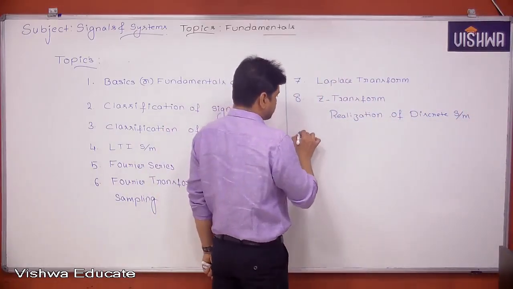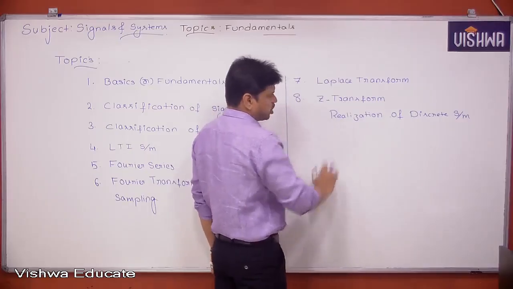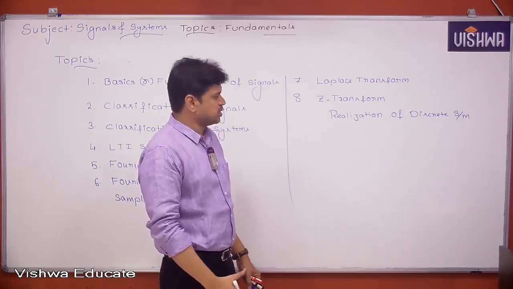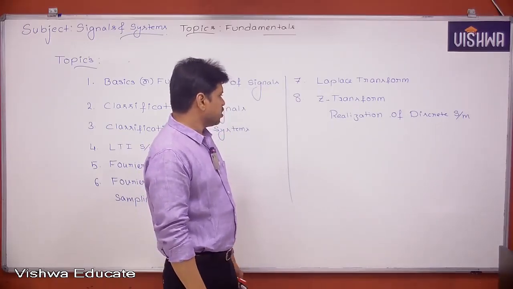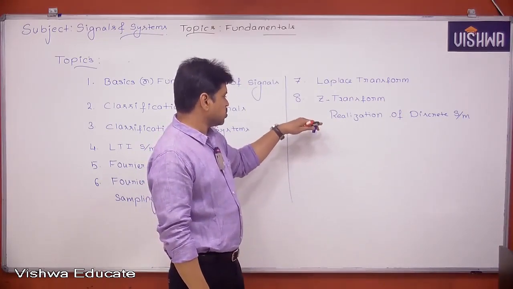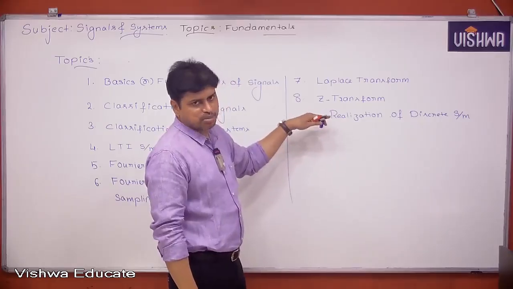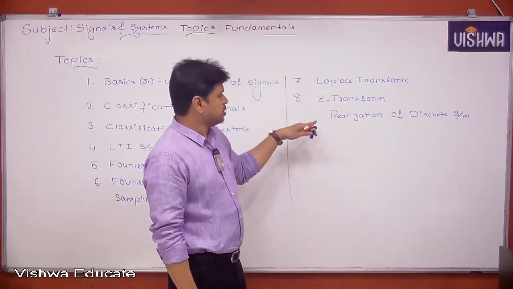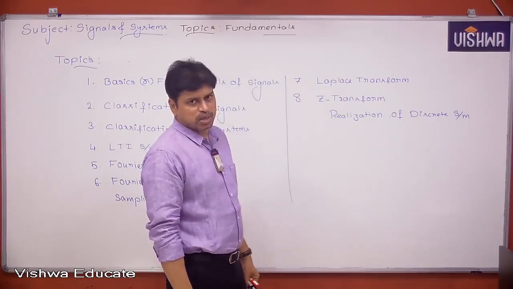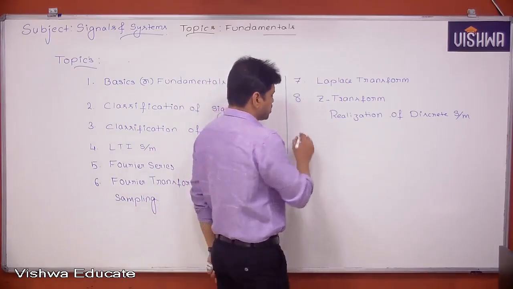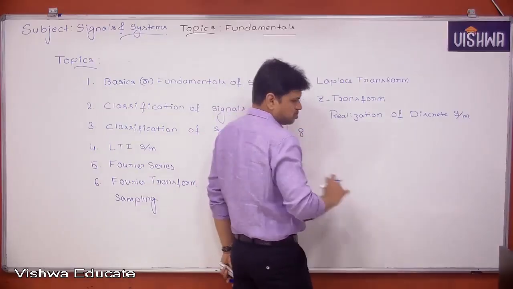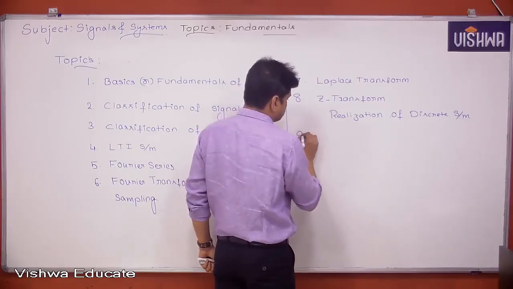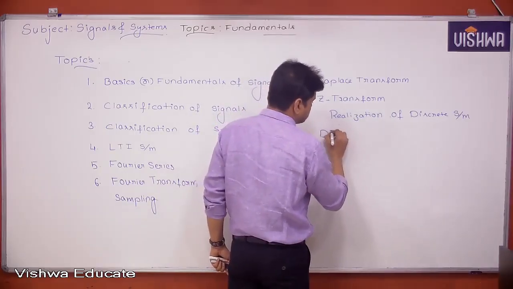Once we complete the Z-transform, up to this 8th chapter, these topics are common for everyone, that is EC, EEE and instrumentation. So this is up to electrical. Up to this topic, electrical people have to study. After that, no need for electrical people. But after this, we have to see for those people who are from EC background and instrumentation background. So next topic, that is DTFT.